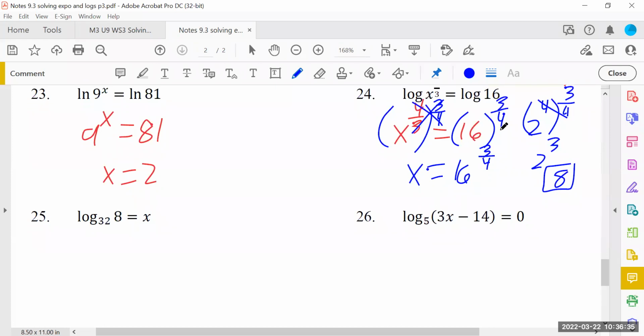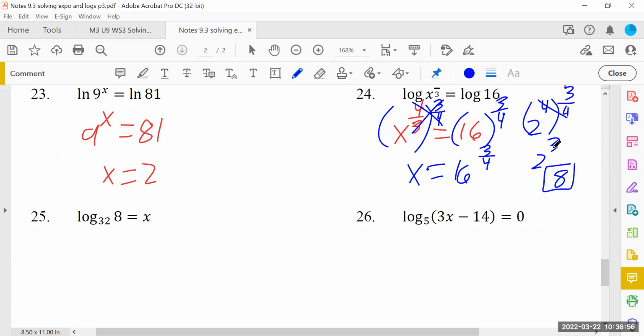Yes, 16 to the 3/4 power, which again, I can rewrite as 2 to the 4th for the 16. And then the 4's cancel out. I have 2 to the 3rd or 8. Those are both fine. 2 to the 3rd power or 8. Again, that's with raising it to the reciprocal.